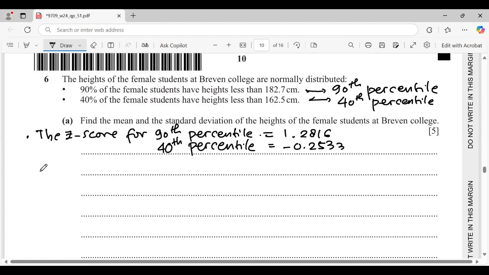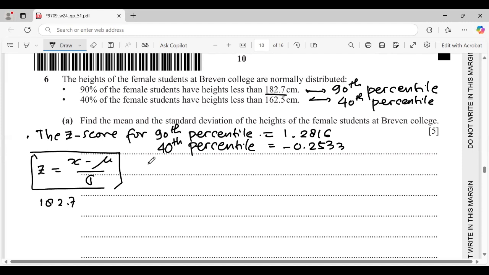And the next step, using the Z-score formula, Z equals x minus mu over sigma, we can find two equations through this formula. I'm going to separate this formula. The first equation is 182.7 according to this information minus mu over sigma equals 1.2816.